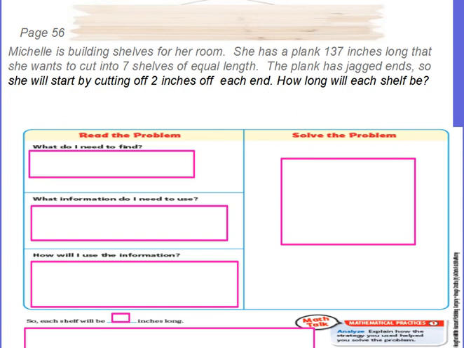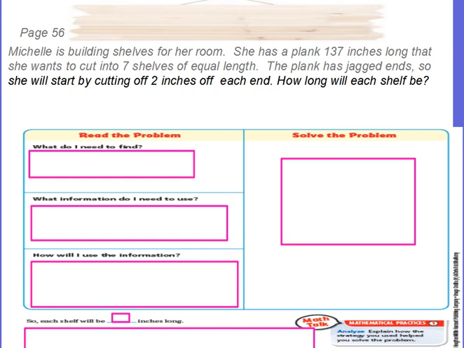So now we're on page 56. The story problem is Michelle is building shelves for her room. She has a plank 137 inches long that she wants to cut into 7 shelves of equal length. The plank has jagged ends, so she will start by cutting off 2 inches off each end. How long will each shelf be?